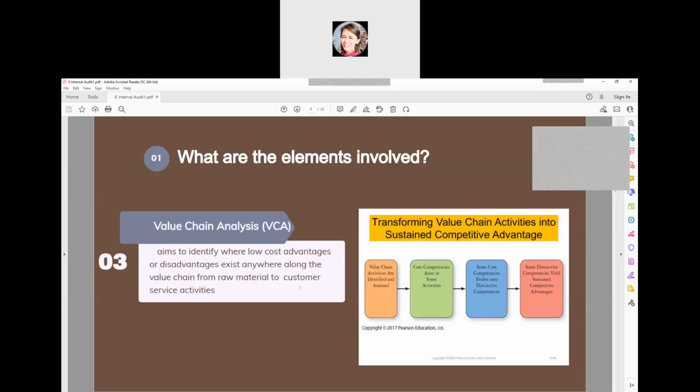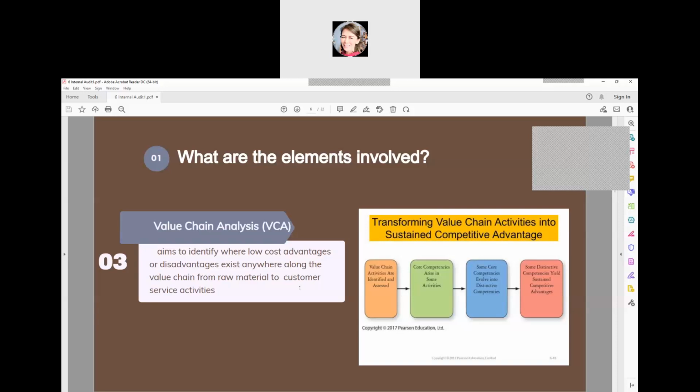It represents the internal activities, every internal activity that a firm engages in when transforming inputs into outputs, from raw material finally to customer service activities. At the end of the day, a firm is able to identify and analyze these activities so that, one, cost can be reduced. Second, there would be an increase in productivity, and an increased product differentiation.